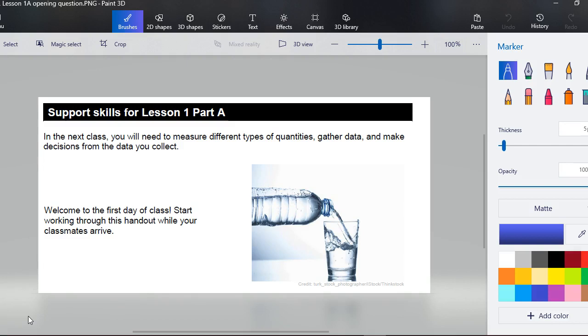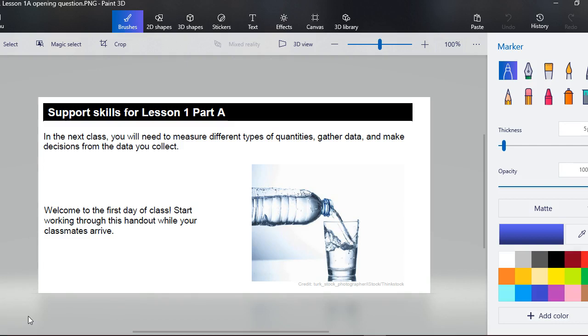Starting with these support skills for Lesson 1, Part A, we are modifying this to make it work for online. It talks about how in the next class, you'll need to measure different types of quantities, gather data, and make decisions from the data you collect. When you actually do this in your 1332 class, it's going to vary depending on whether you have an online or a Monday, Wednesday, or a Tuesday, Thursday class. So know that all of this will go together and will make sense.